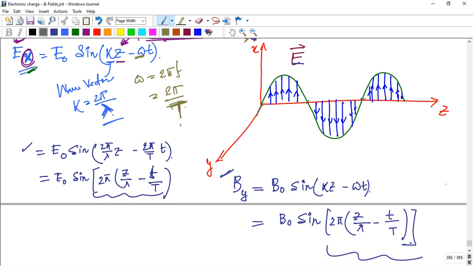Now the diagram looks like this, for the magnetic field, where the magnetic particles vibrate.